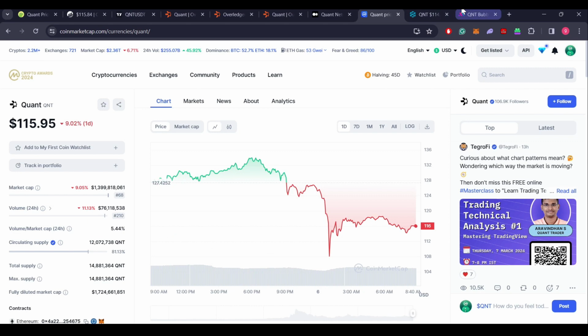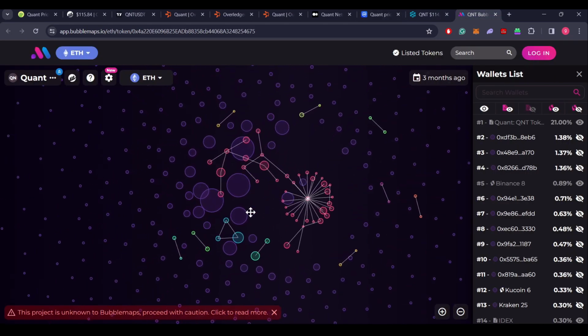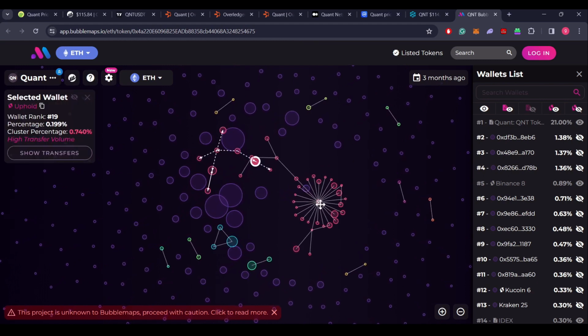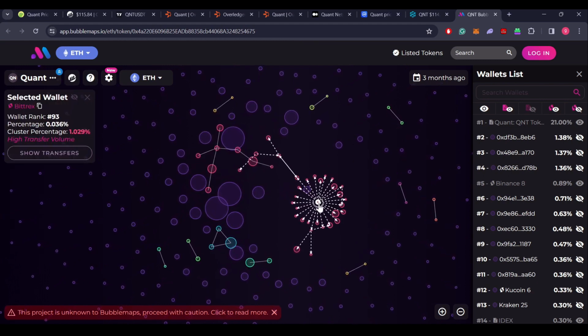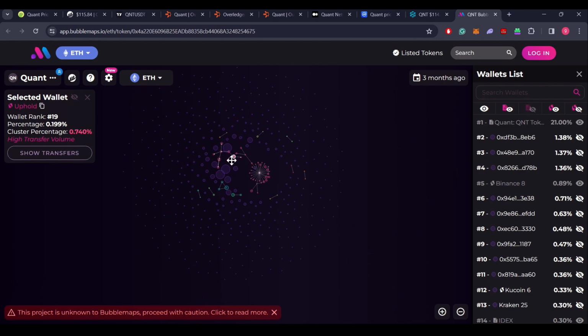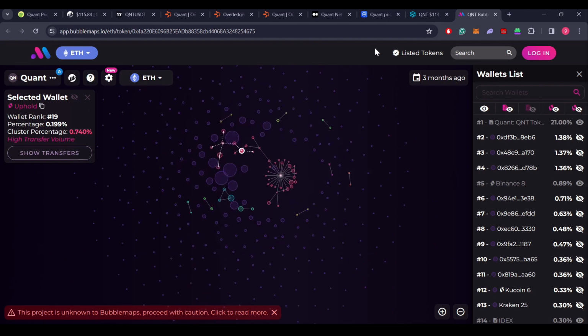It's pretty good. There is not that much supply in circulation, so that means it is not that bad. In terms of wallets connected, as you can see here, there are a lot of wallets. I think this one belongs to the exchange, and same goes for these ones. But these are the rest of the holders, and as you can see, there are a lot of holders, which is pretty good.